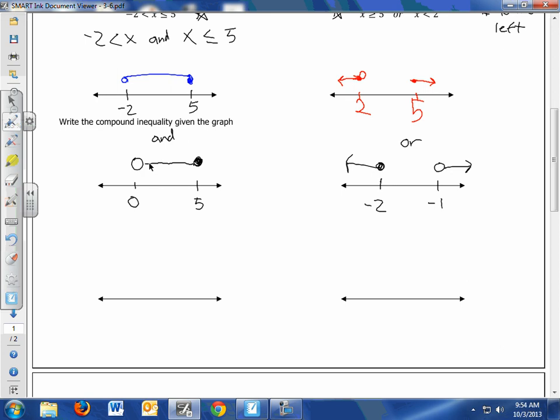My solutions are bigger than 0. X is bigger than 0. And my solutions are less than or equal to 5. My solutions are less than or equal to 5. This is technically correct.